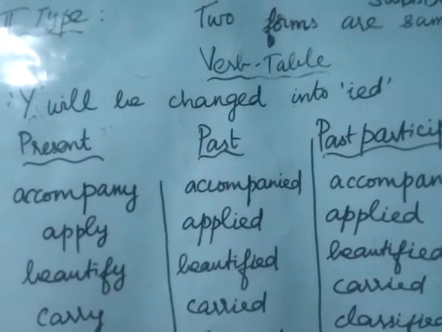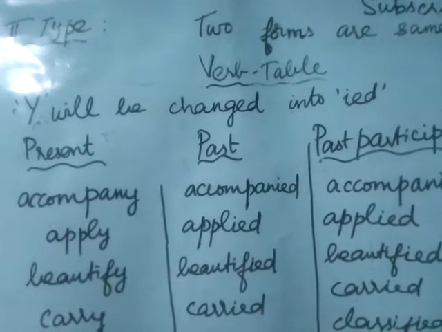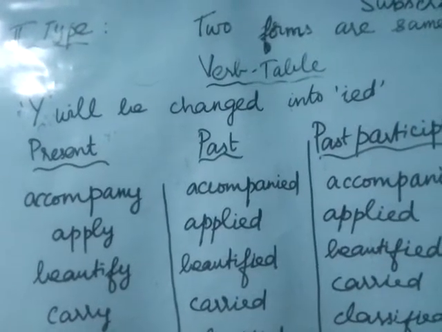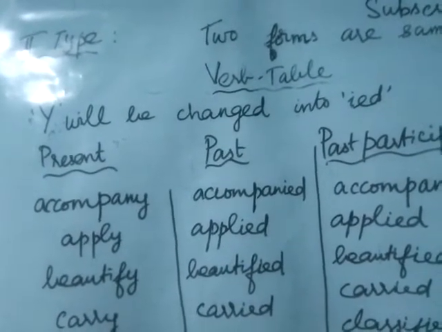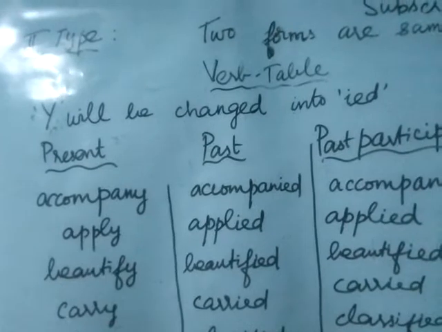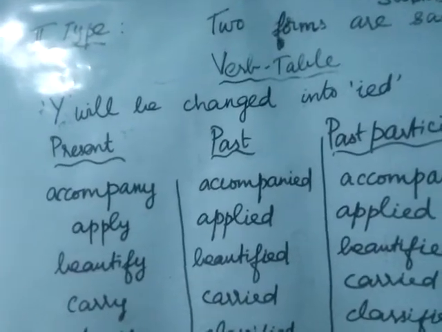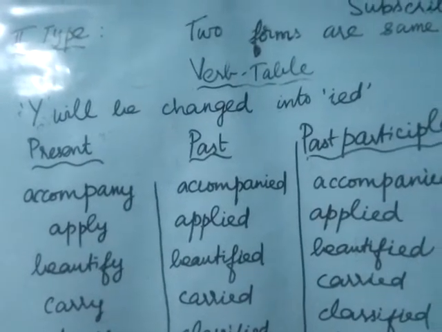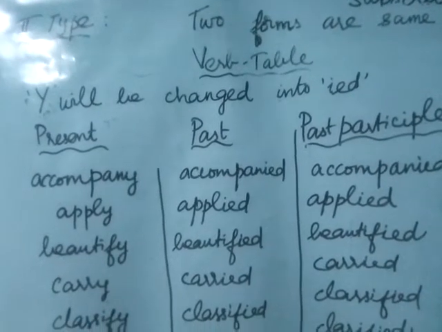We have been discussing tenses. Before learning tenses, it is essential to learn the verb table. There are two types of verbs: regular verbs and irregular verbs. Irregular verbs, first type, all forms are the same. Second type, two forms are the same. Third type, all three forms are different.